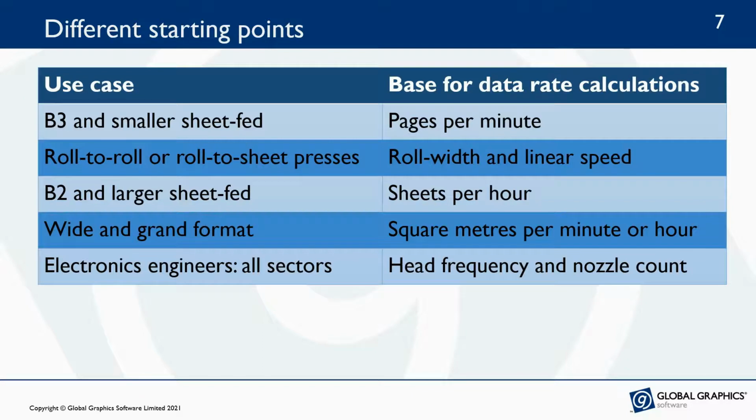So, how do you work out what the data rates around the DFE will be? Depending on the components you work on and what kind of press or sector of print you work in, you probably think about print speed in different ways. As examples, if you are working on B3 or smaller sheet-fed presses, you probably think in terms of pages per minute. For roll-to-roll presses, it might be width and linear speed. For B2 and larger sheet-fed, it's probably sheets per hour, or maybe sheets per minute. For wide format, it'll be square meters per minute or per hour. And the electronics guys usually think about head jetting frequency and nozzle count. And by the way, I'm suggesting those categories to help you get started rather than to constrain you.